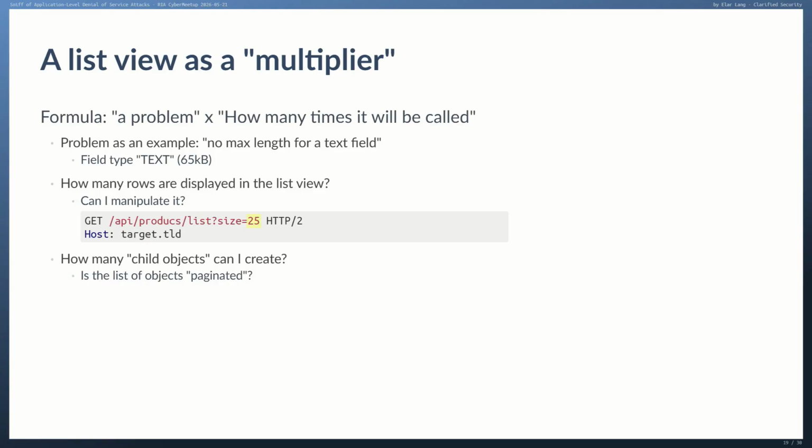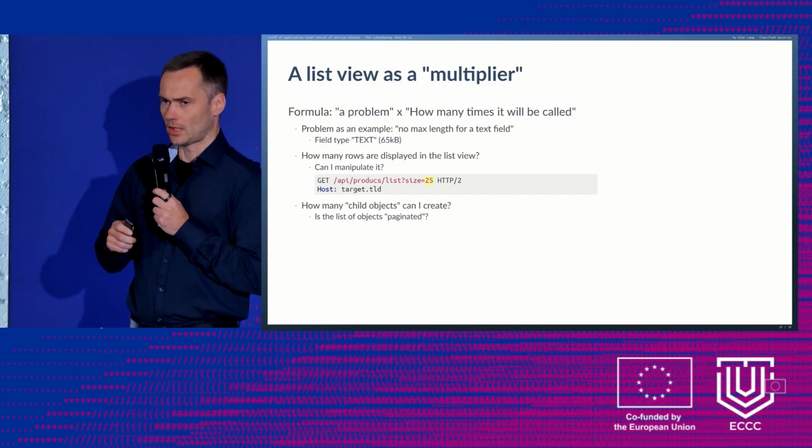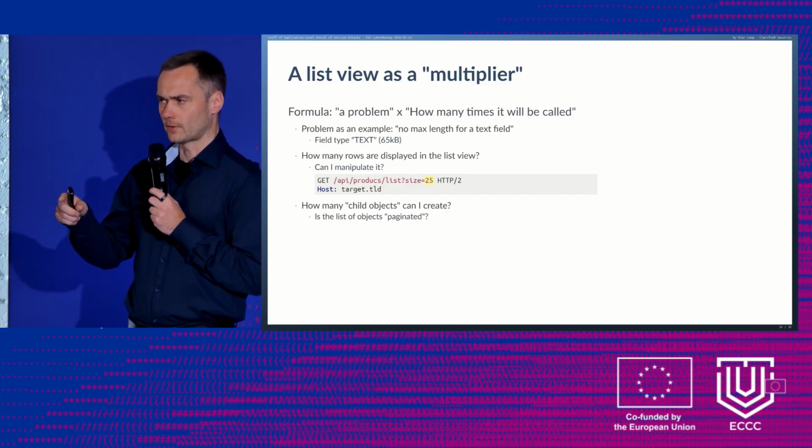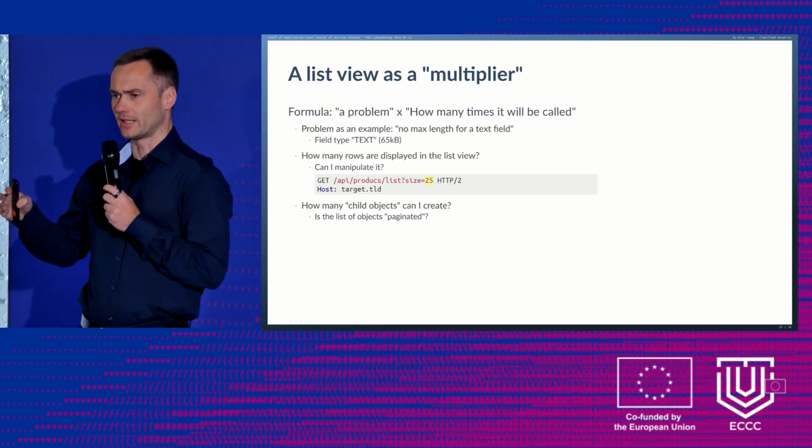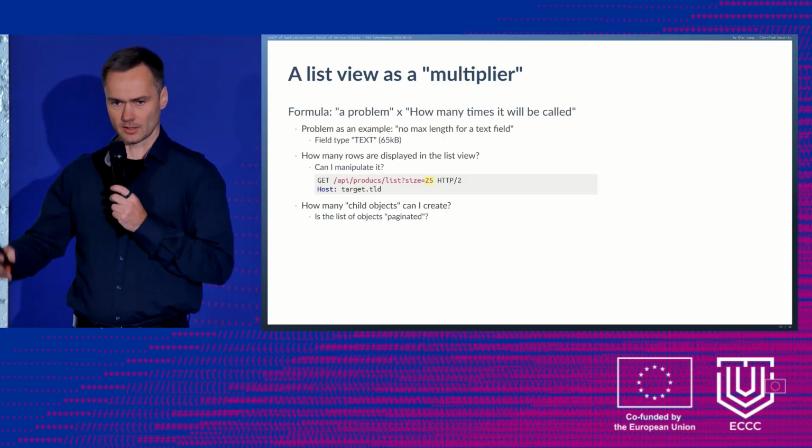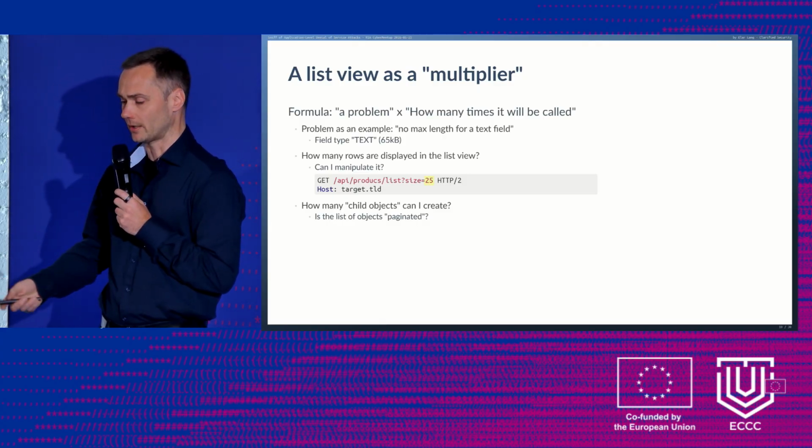Also, often it's possible to create some child objects, let's say comments to some document. And if the functionality is not expecting too many rows, then often the functionality is not paginating them, which means it shows the entire list in the output. So again, you don't have any limit.